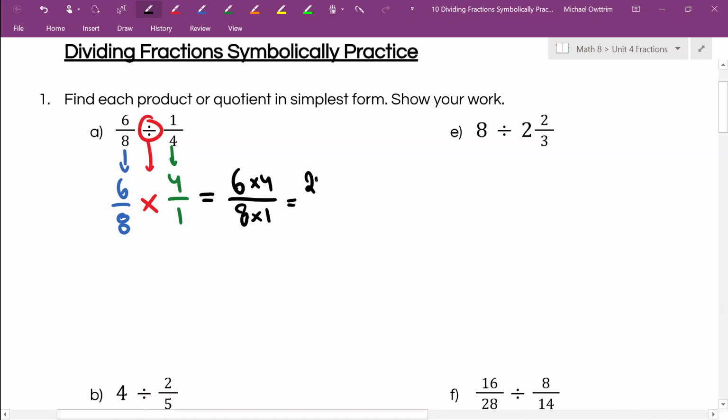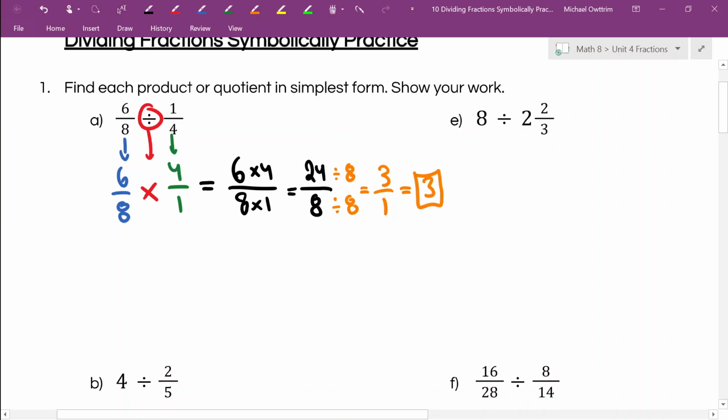6 times 4 is 24, and 8 times 1 is 8, and of course we simplify. So when we simplify, both of these numbers can be divided by 8, and that'll give us 3 over 1. And of course the simplest form of 3 over 1 is just 3. 3 divided by 1 is 3.